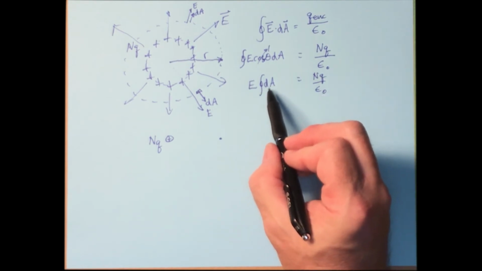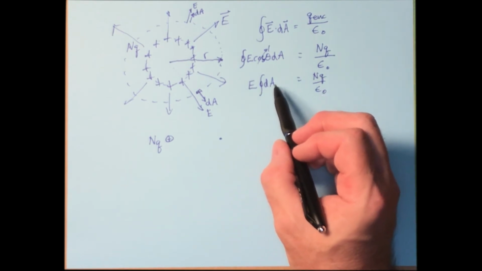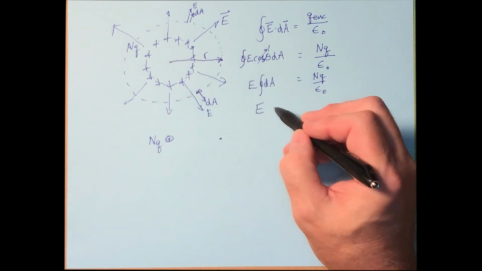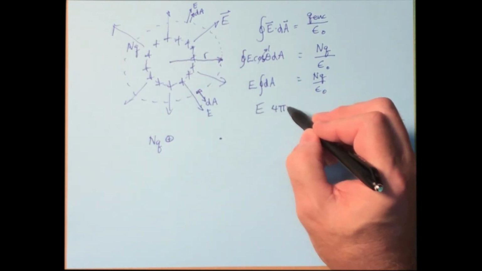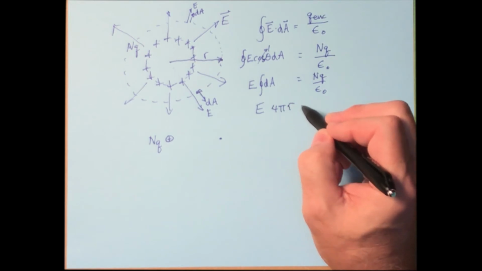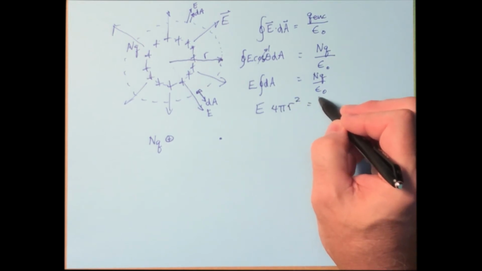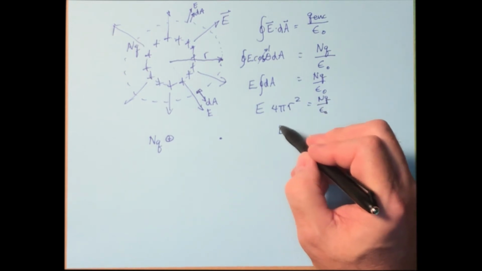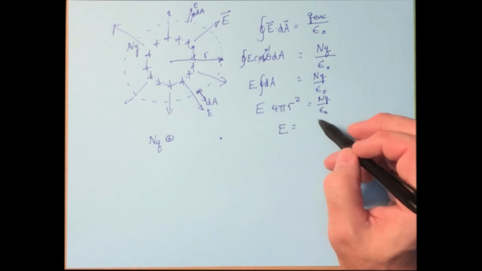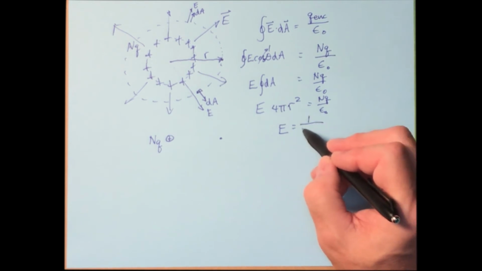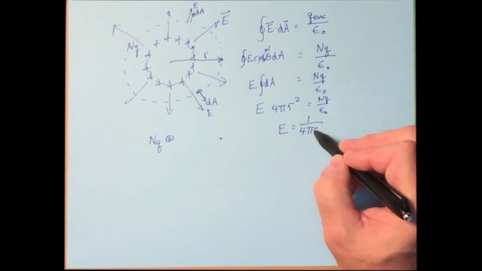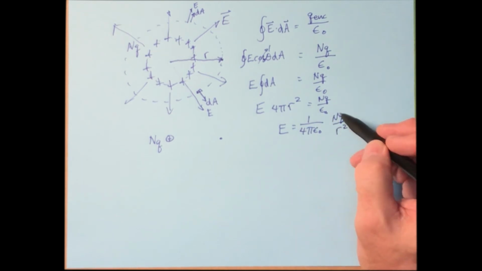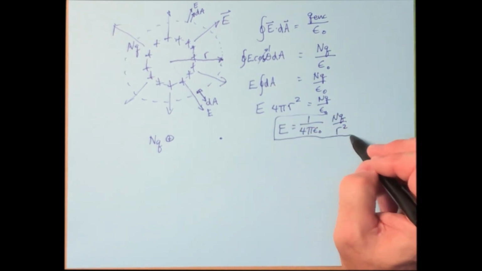Let's evaluate the closed integral dA. That is the surface area of my sphere. And the surface area of the sphere is 4 pi little r squared, times E equals NQ over epsilon naught. Now solve for E, and what do we have? Well, we'll rearrange the terms here. E equals 1 over 4 pi epsilon naught, NQ over r squared.